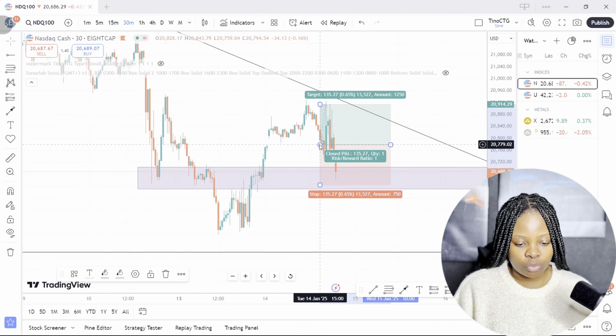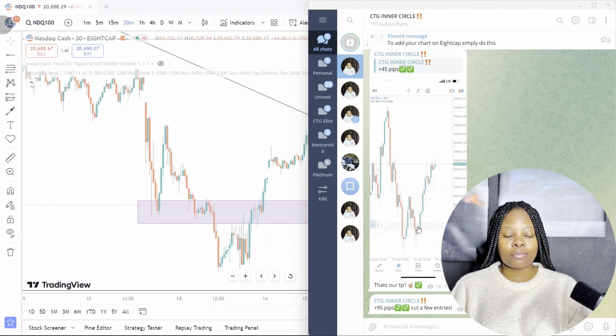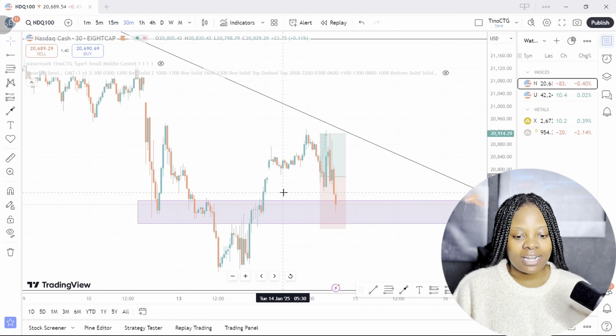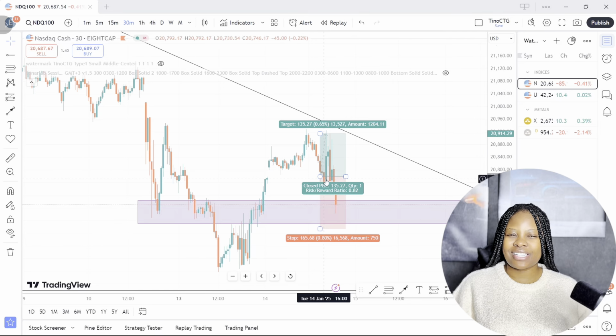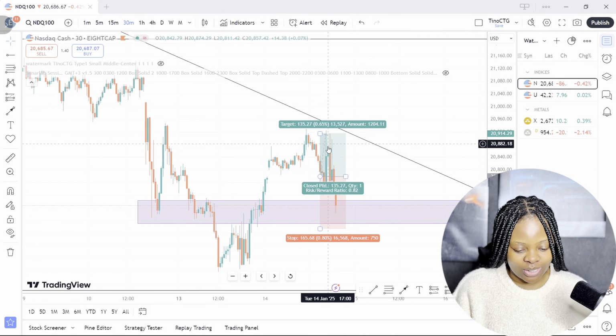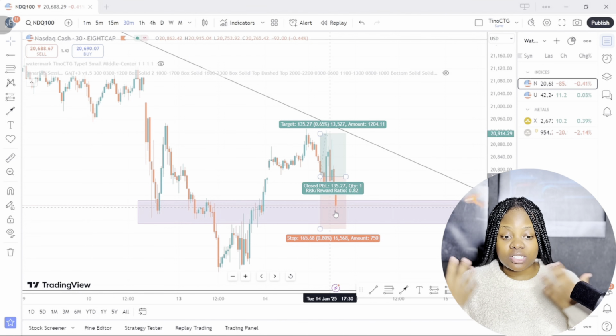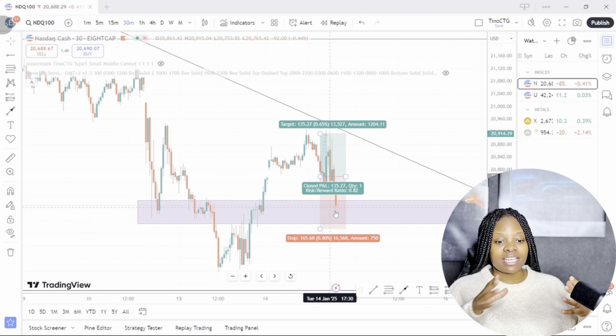Let me see. So this is where our entry point was. We took one take profit at 40 pips, the second take profit at 95 pips, and I told them to cut out their entries, because I could sense a little retracement that was coming, which it did. It actually then just fell. And then also, this is the point that I was actually anticipating NASDAQ to get to.